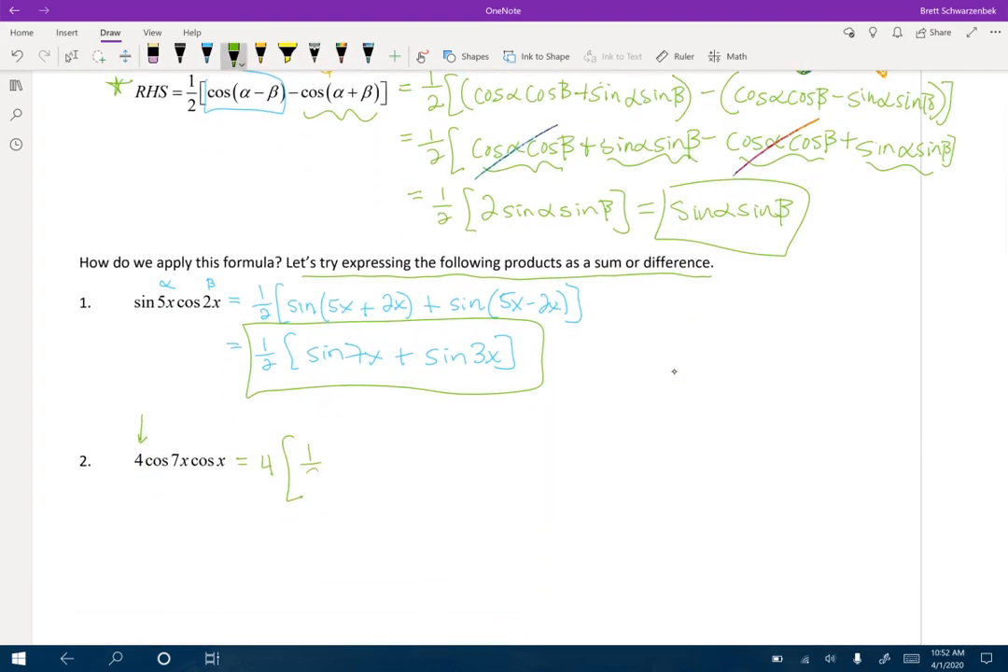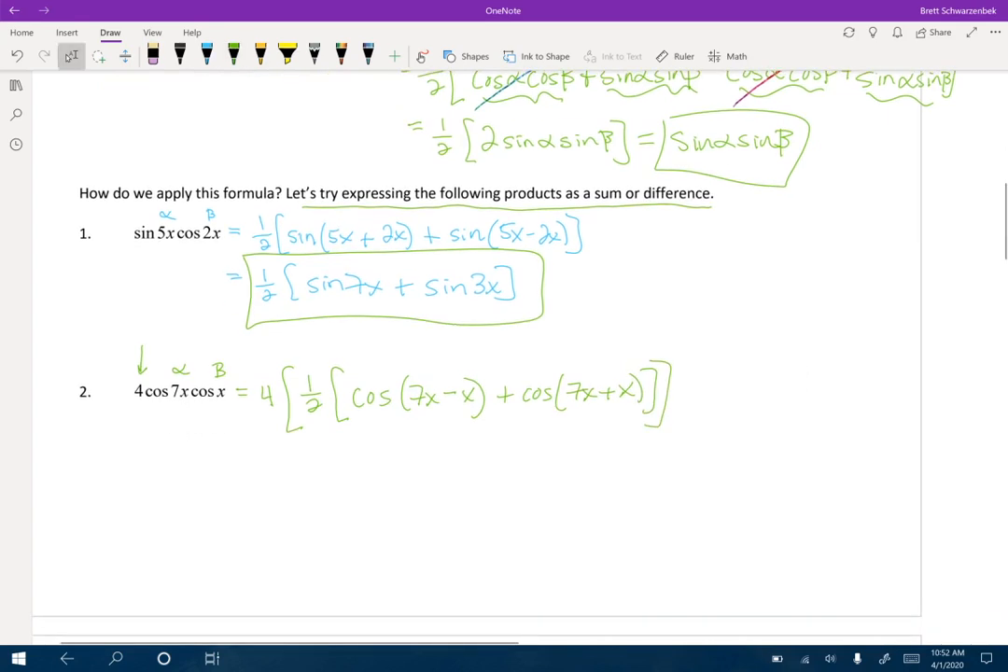So we have a half and another bracket. We have cosine of, remember this is alpha and beta, so we're going to do cosine of alpha minus beta plus cosine of alpha plus beta. Okay, I know there's a lot of brackets. That's not a big deal. Don't get too confused by that.